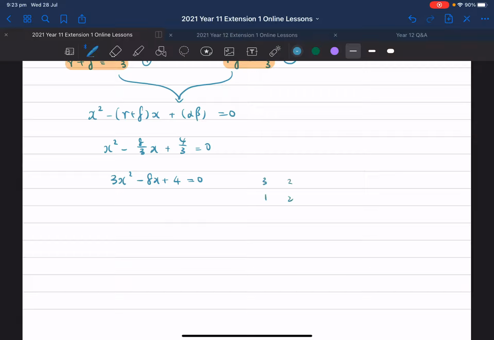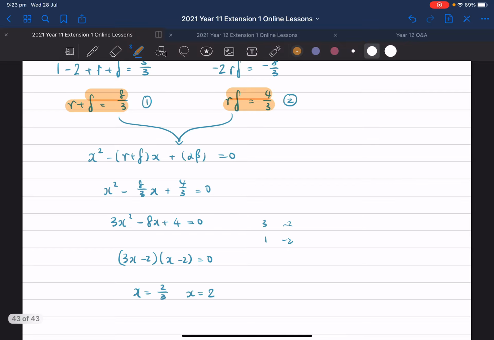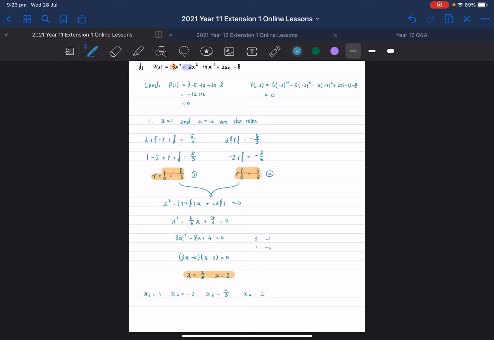That's 3, 1, 2, 2, minus, minus. Okay, so as you can see, the cross method is much better. The PSF, terrible, don't use it. Use the cross method. All right, that's it. You've got it. x is equal to 2/3 and x is equal to 2. So now you have 4 solutions. The first solution, x1 is 1, x2 is minus 2, x3 is 2/3, x4 is equal to 2. Again, you're using this alpha, beta, gamma, delta method to find the remaining solutions.